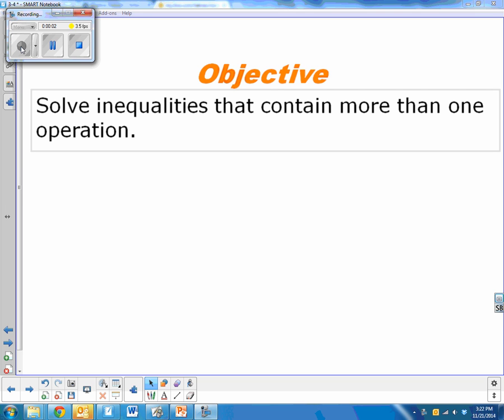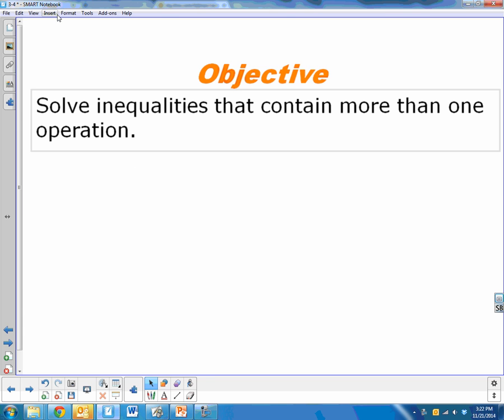All right, we just quizzed on solving one-step inequalities. Similar to chapter 2, where instead of solving one-step equations, we started solving multi-step equations. Now we're going to be solving multi-step inequalities. So it's very, very similar to chapter 2, except now with an inequality instead of an equation.